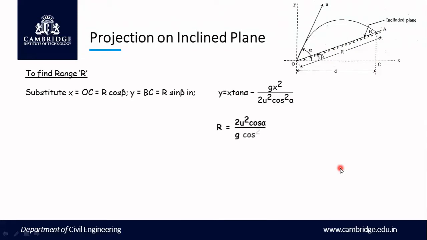R, we will finally get it as 2u square cos alpha divided by g cos square beta into sine of alpha minus beta.